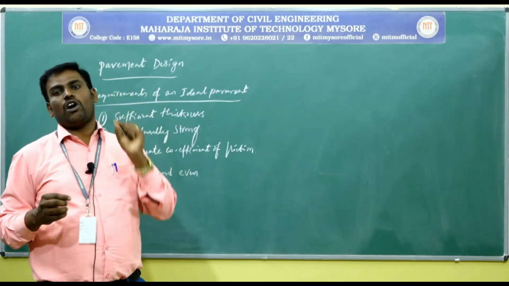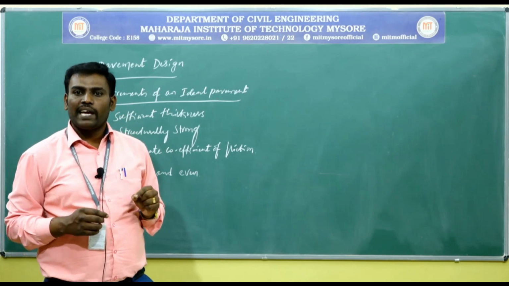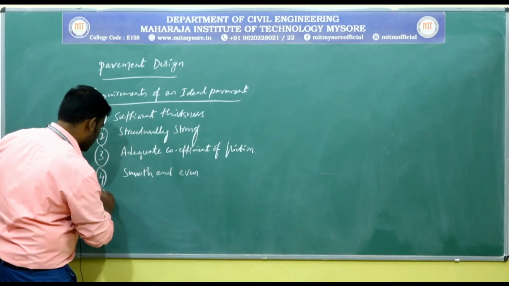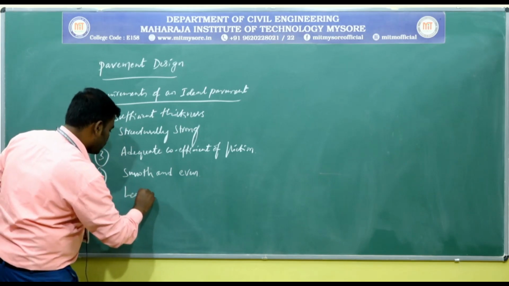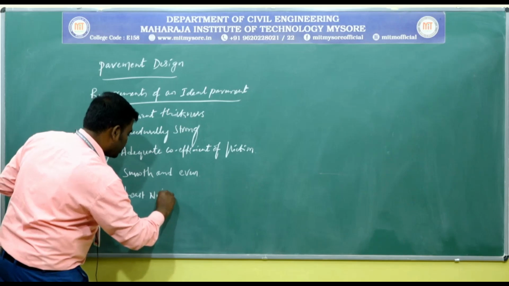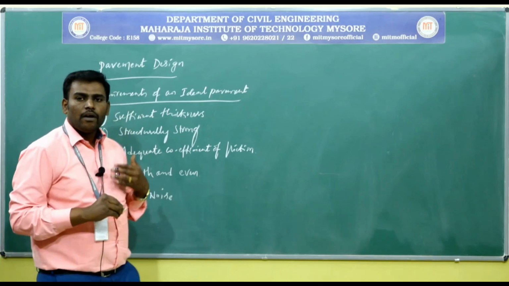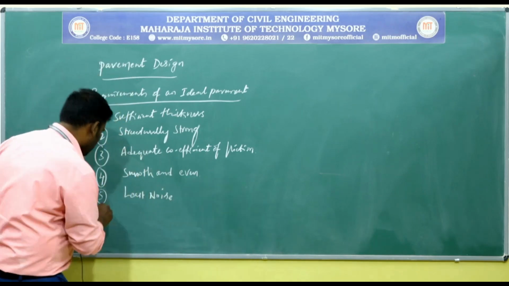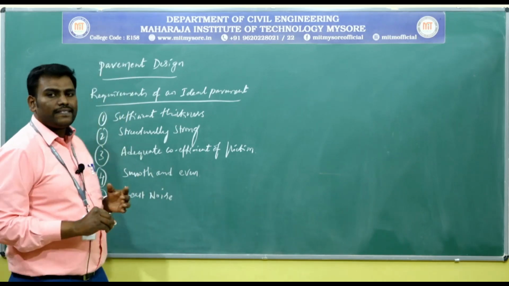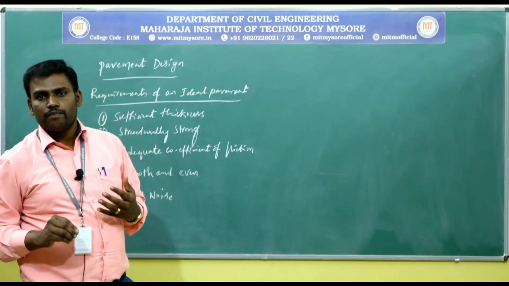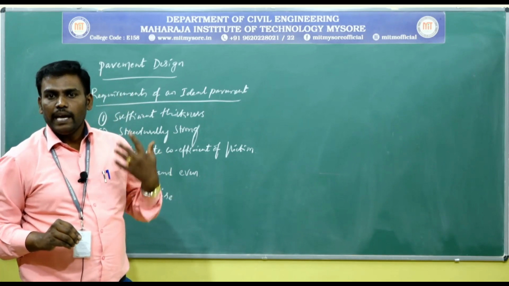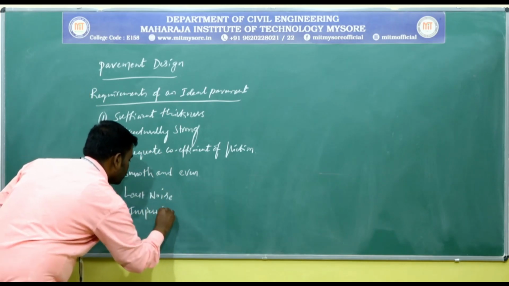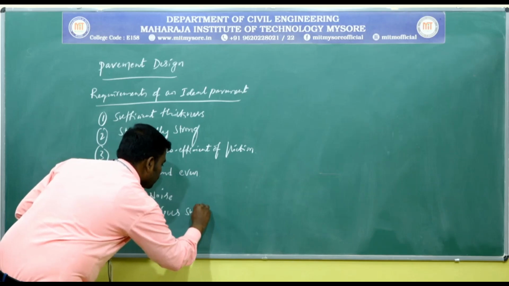And the pavement should provide the least noise from the moving vehicles, or the pavement should produce the least noise from the moving vehicles. Fifth one is least noise. Produce least noise from the moving vehicles. Is it clear? And the last one is the pavement surface should be impervious. Impervious surface.